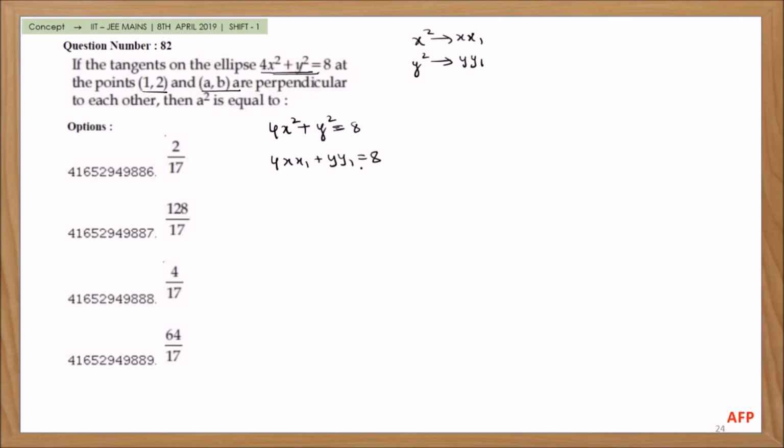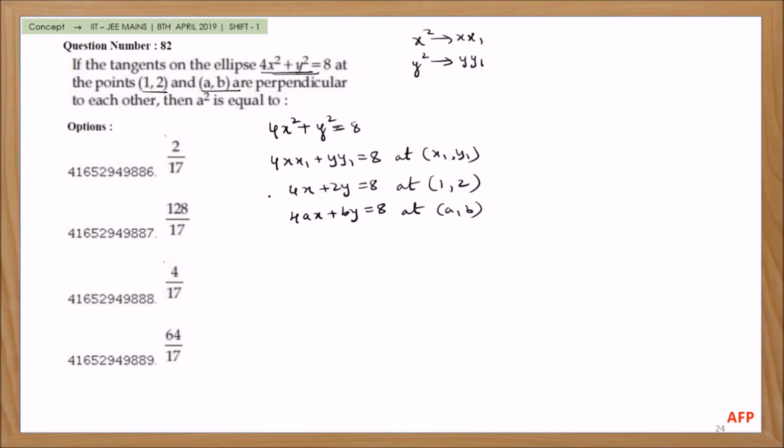It is the tangent equation at x1 y1. Now at (1, 2) what will be its equation? So 4x plus 2y is equal to 8. At (a, b) what will be the tangent equation? So 4ax plus by is equal to 8.